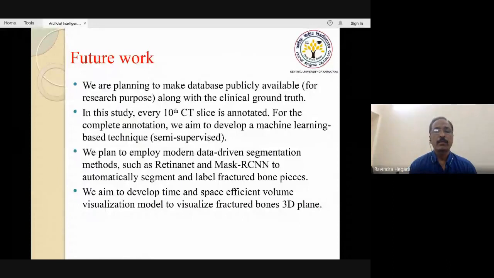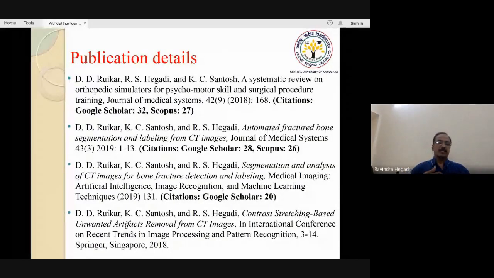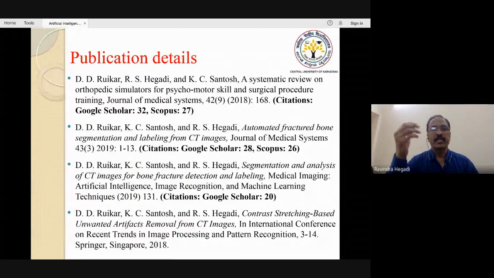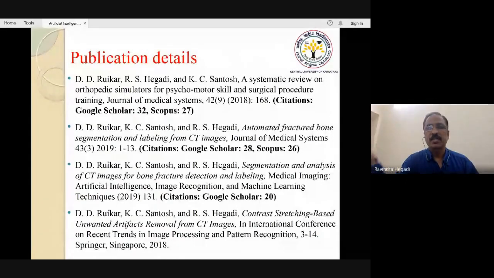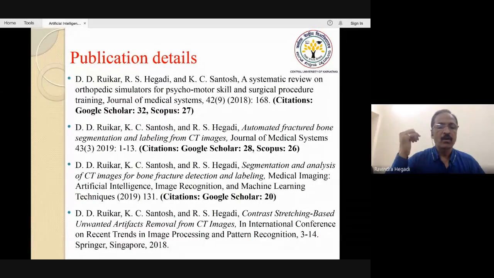Then we aim to develop a time and space efficient volume visualization model to visualize the fractured bone in 3D. We want to develop a 3-dimensional visualization model where doctors can clearly visualize the 3D model and rotate it. This should really help them in their practice, during training, during the conduct of surgery, or during examination also.